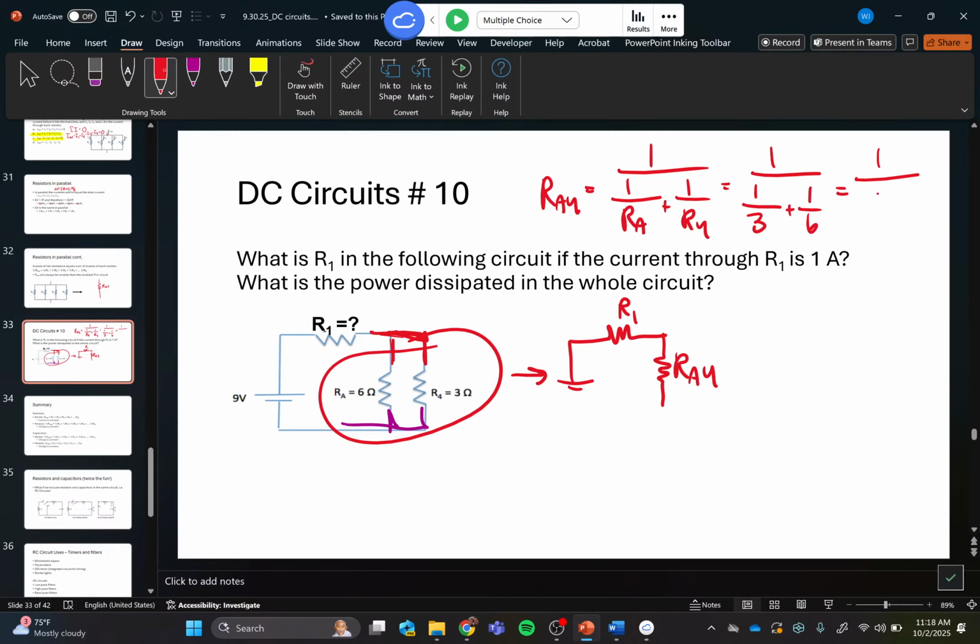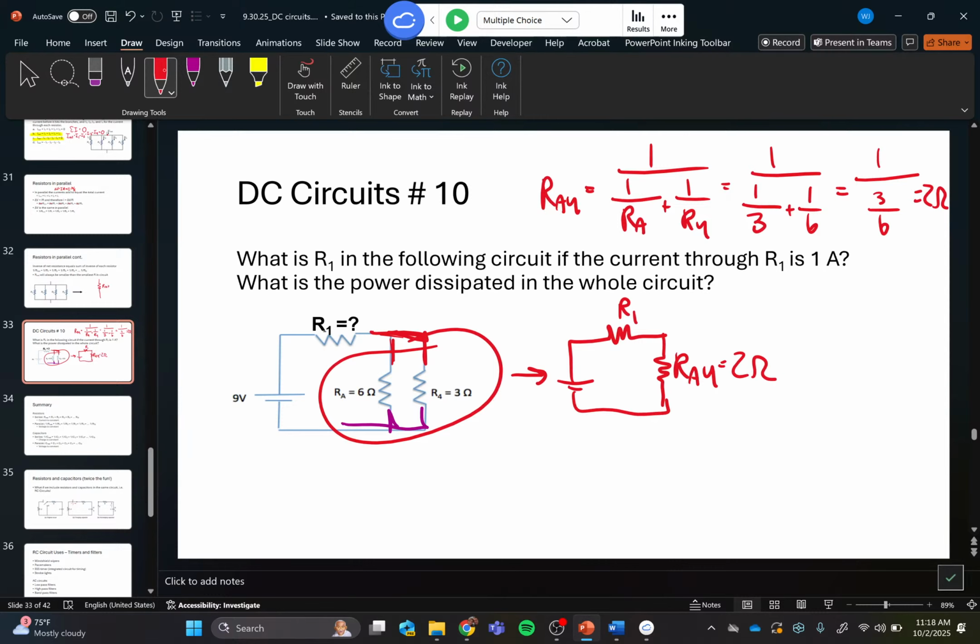So I'm actually going to write this out. So this is going to be 3 over 6. So this is 2 ohms. How do we check our work? 2 is smaller than the smallest resistor. What's the smallest one? 3. 2 is smaller than 3. Yay. If you got a number that was bigger than 3 or a number that was bigger than 6, you did it wrong. That's a useful check. Great. This is 2 ohms.